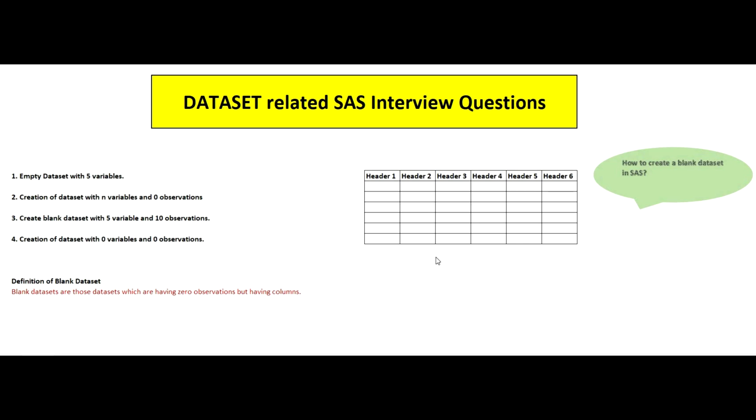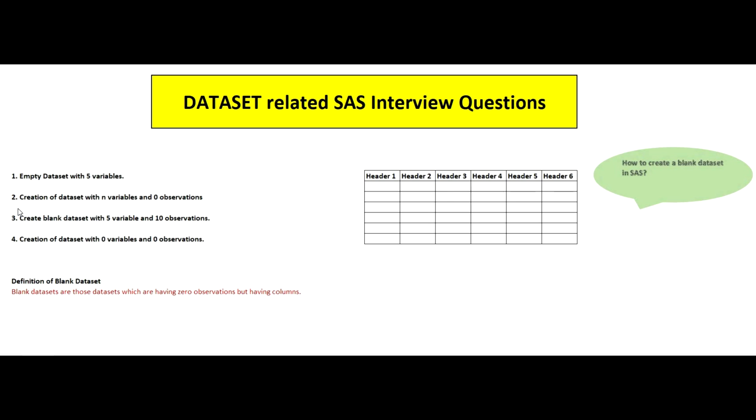Just as you can see on the left hand side, we have these 4 questions. We'll go one by one through each of these questions, and we'll look for the solution, that is how to create these types of data sets whenever it is asked in an interview. My first question is how to create an empty data set with 5 variables. We are looking only for a data set in the output where we will be able to see only the variable part, but there will be no observations in it.